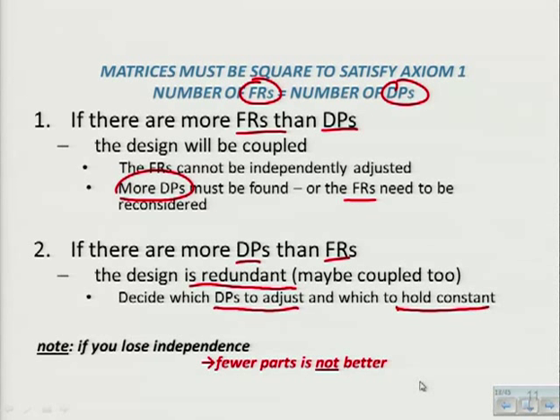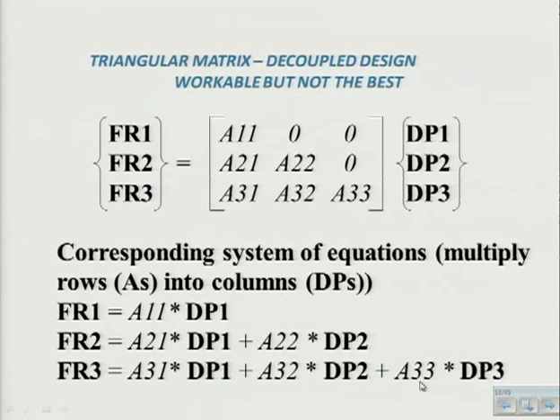All right, so now here's a note too. Lots of people, when you ask them how do you tell if it's a good design, think, well, fewer parts, make it simpler. And there's a tendency to think that fewer parts will always make a design simpler. Not true. If fewer parts means that we're losing a DP that we needed to have available to adjust an FR, then fewer parts is not better, because we lose independence and we have a design that will not be easy to adjust and will suffer from unintended consequences.